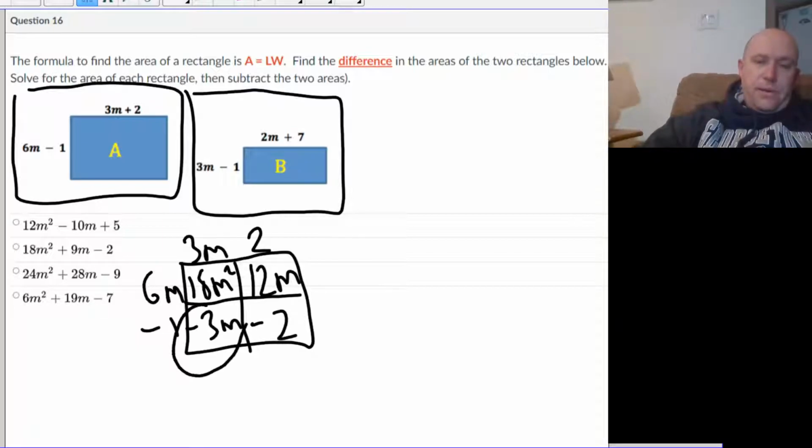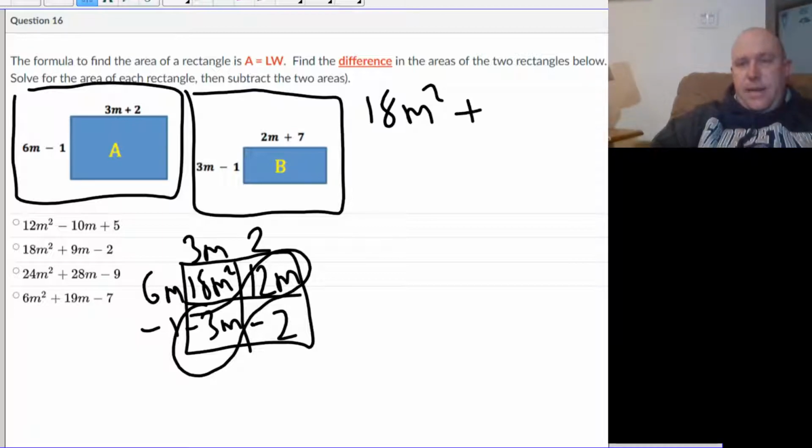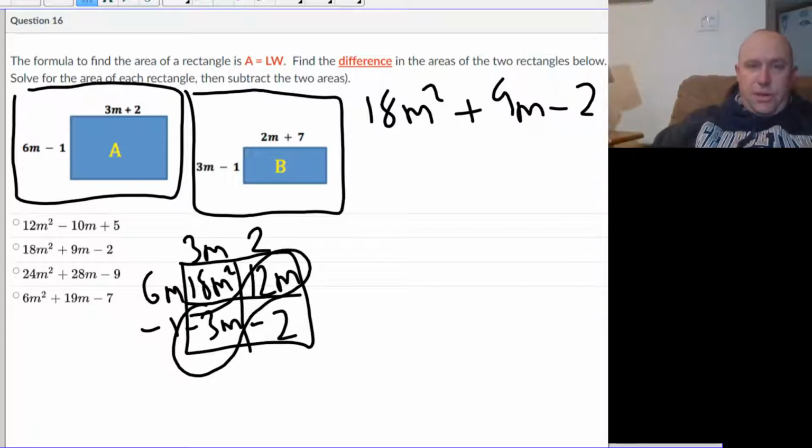Don't forget the loop, because we want to combine these terms. So that's going to give me 18m squared. Negative 3 add 12 is 9, so plus 9m. And then negative 2 on the end of the question. So that would be 1 point for finding the area of shape A.